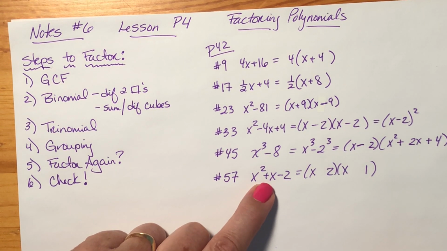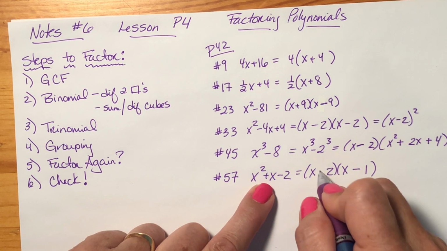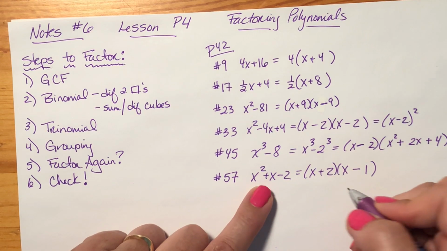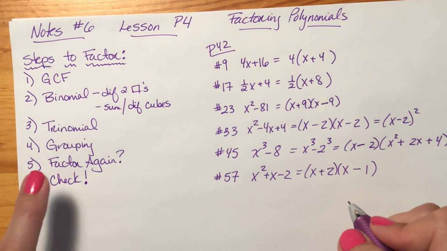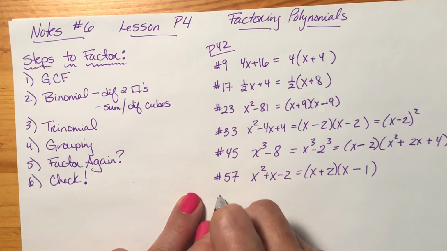Now I've just got to figure out how my middle term can be a plus. If I make this one a minus and this one a plus, is that going to work for me? x squared minus 1x plus 2x. Yes, it will work. Okay. Don't forget that step of checking it. All right, 71. Oh, this is a nice one.